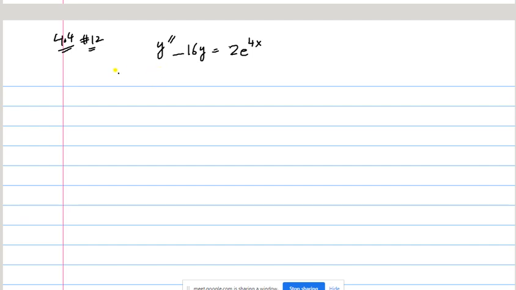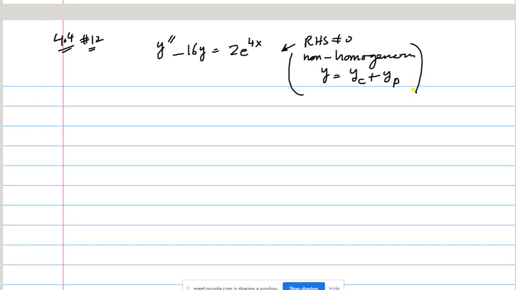So again, you see, this is a non-homogeneous equation. The right hand side is not 0, so it is a non-homogeneous equation. If it is non-homogeneous, you should know that your general solution is yc plus yp, right? So this is for you. Just write these things, that we have to find all these.